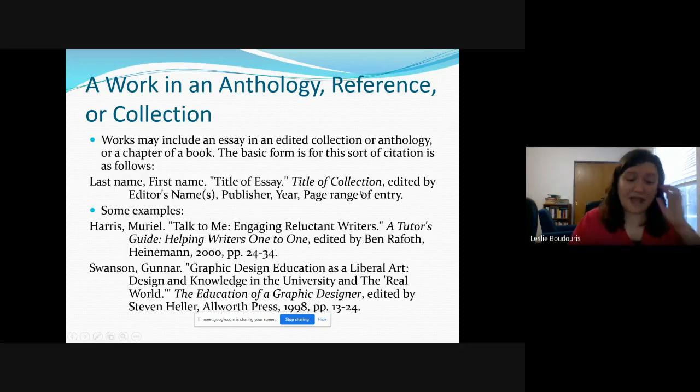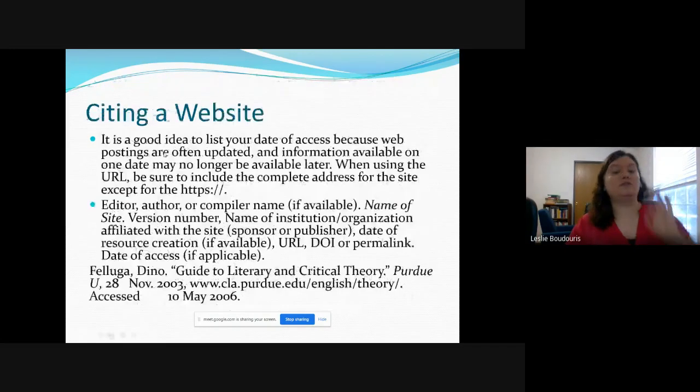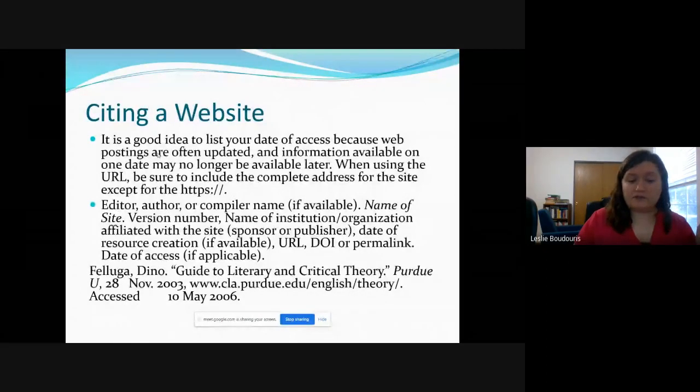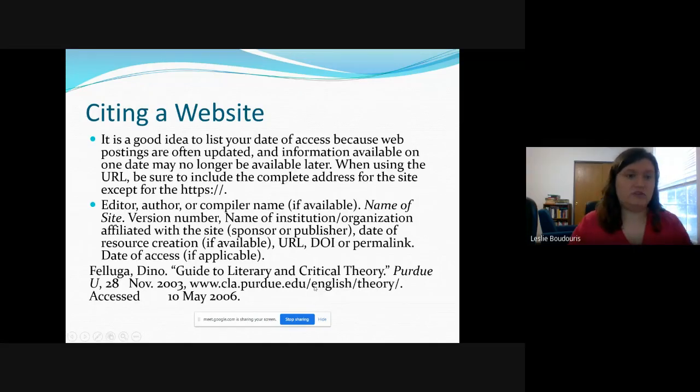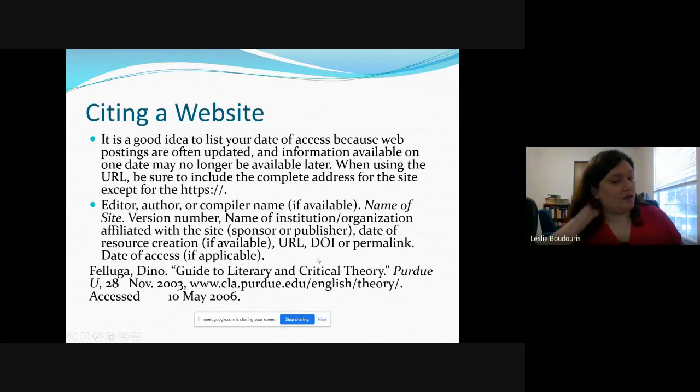Citing a website. These are a little bit different if you do cite a website. You have the same thing: author, article title, publisher. So if you're looking at Purdue University, you're always going to have the date and you're always going to have a URL, just the website, the URL that you got it from.